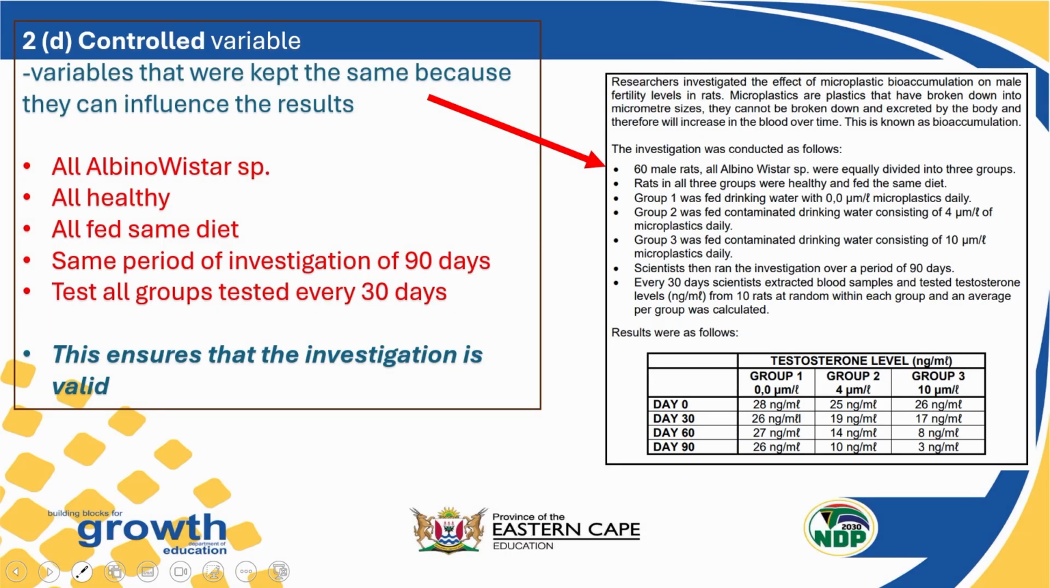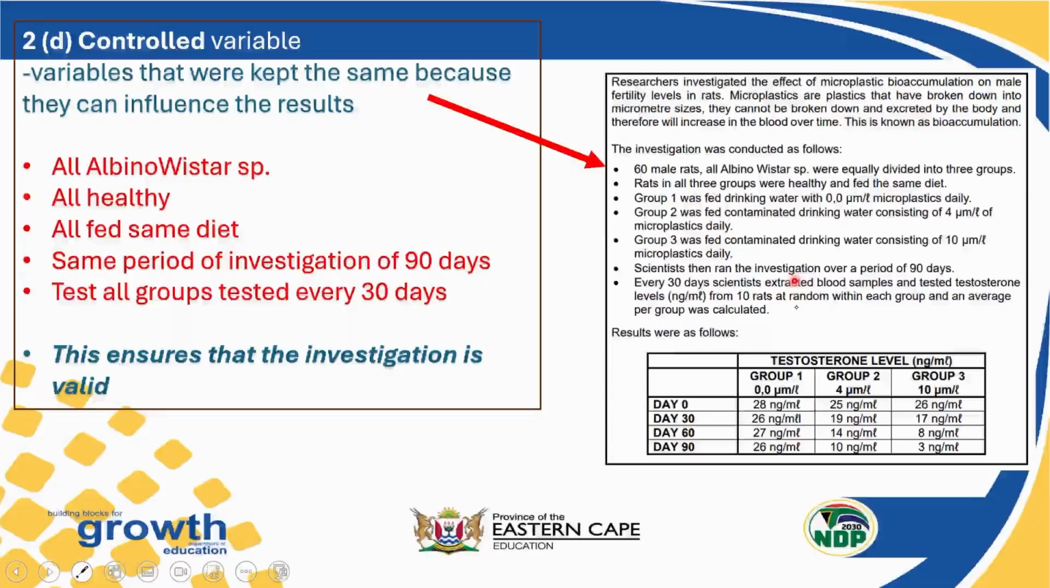If we look at this investigation, the first thing that they controlled was the species of the rats that they used. They were all albino Wistar species. The second thing that they controlled was that they were all healthy. They were healthy individuals and they were all fed the same diet. Also, we conducted this investigation for the same period of 90 days. And each group was tested every 30 days by the scientists. All these variables were controlled.